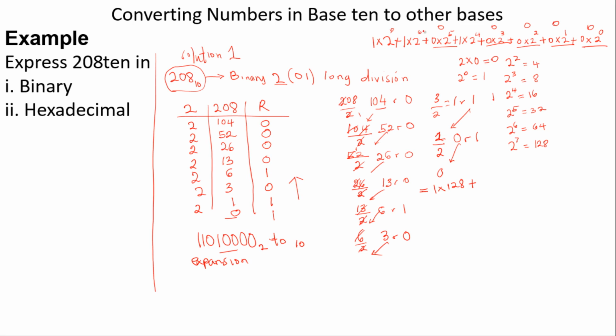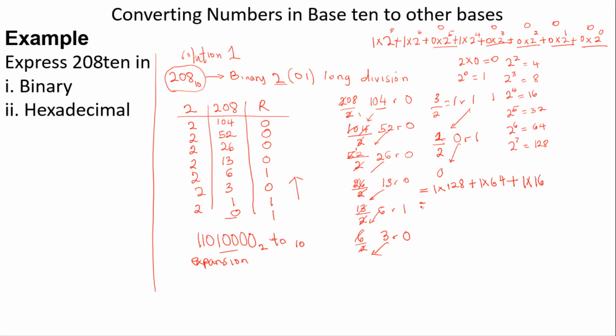Then 2 raised to the power 6 will give me what? 2 times what? 64 plus. Then what again? Yeah, 2 raised to the power 4 will give me 16. 1 times what? 16. Then what again?